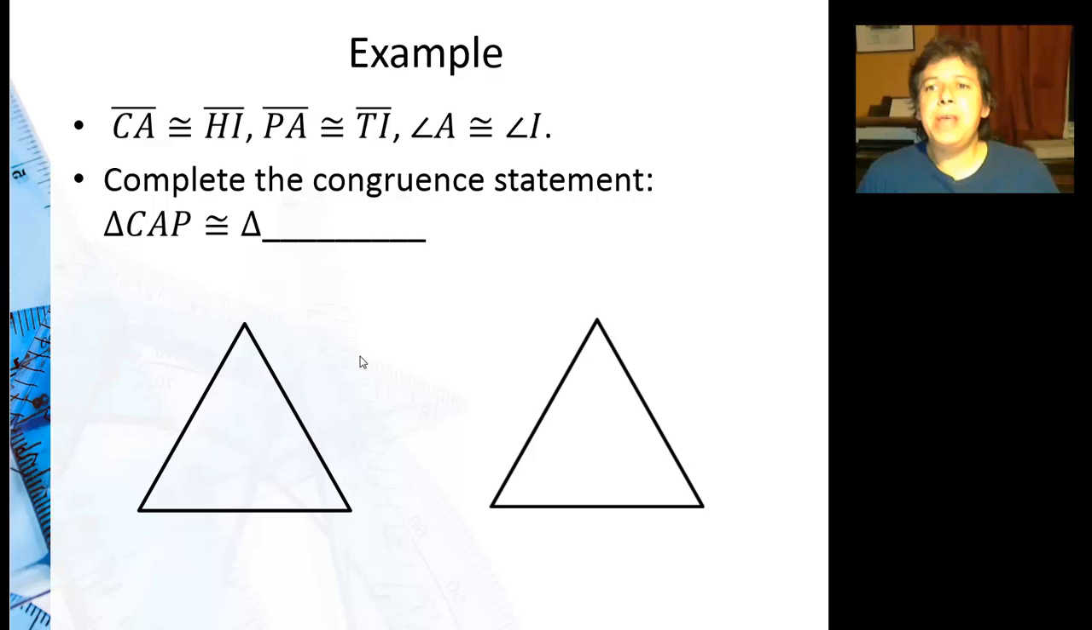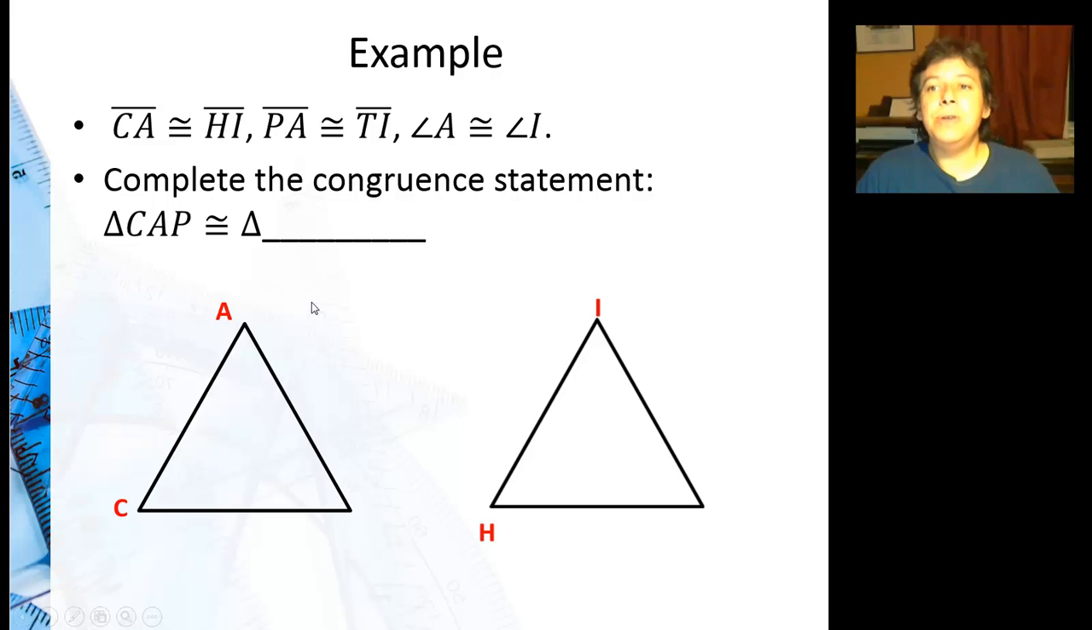And after you do that, I'm going to say CA, so I'm going to label one point A and one point C. Well, A goes with I and C goes with H, so you see how I put H and I there, and I'm going to put them on the other triangle. And you see how they're matching. C goes with H, A goes with I.